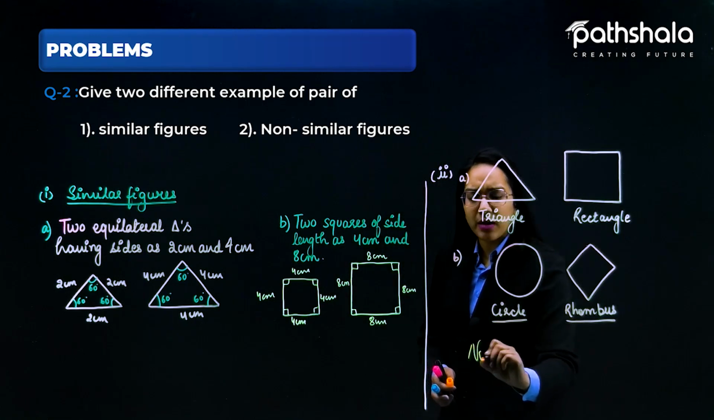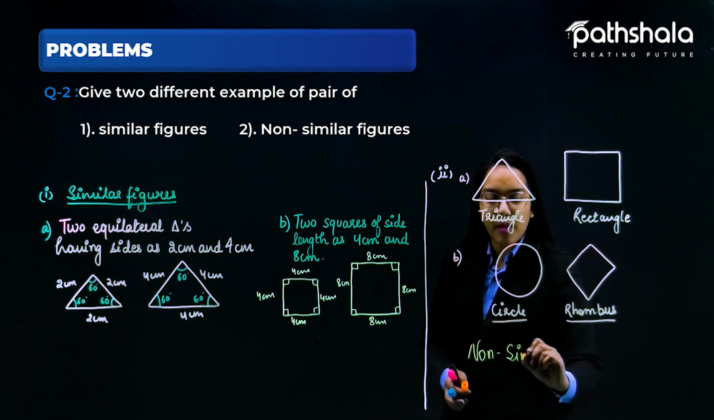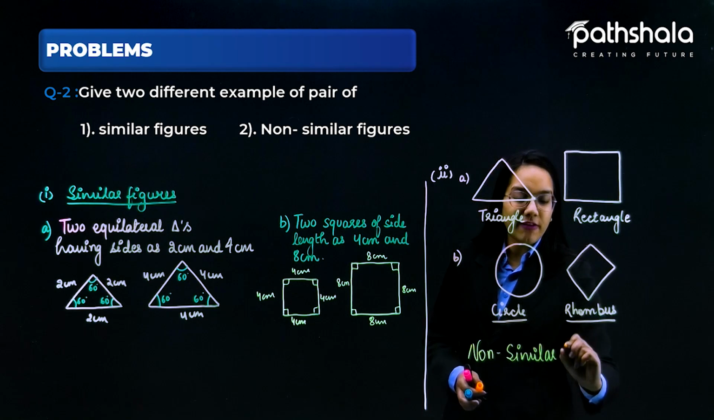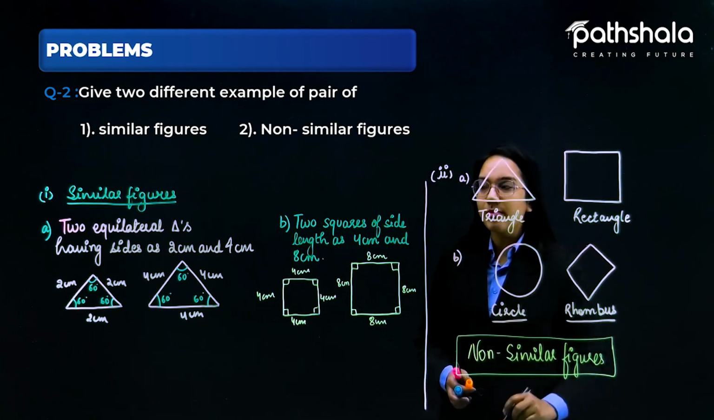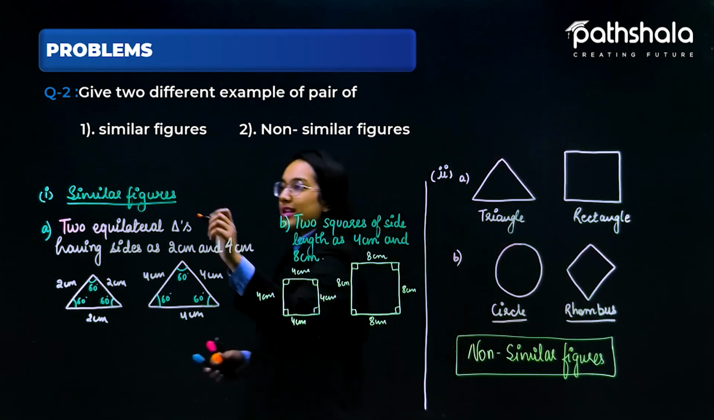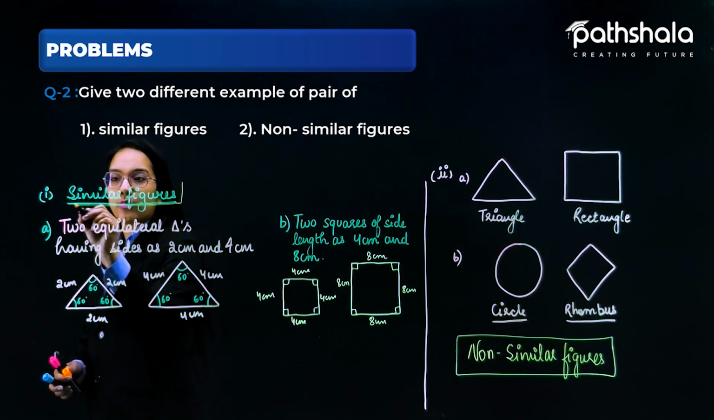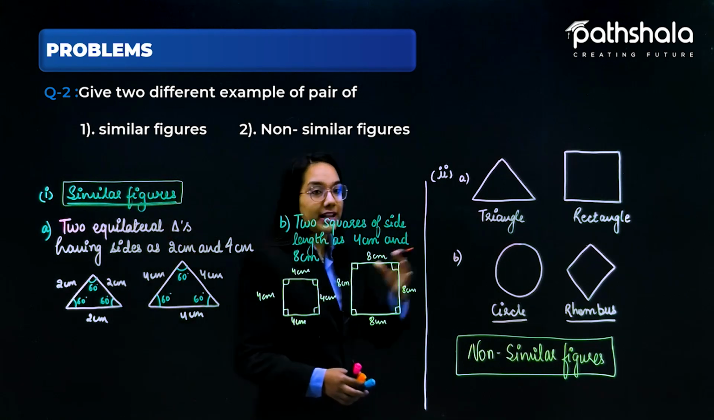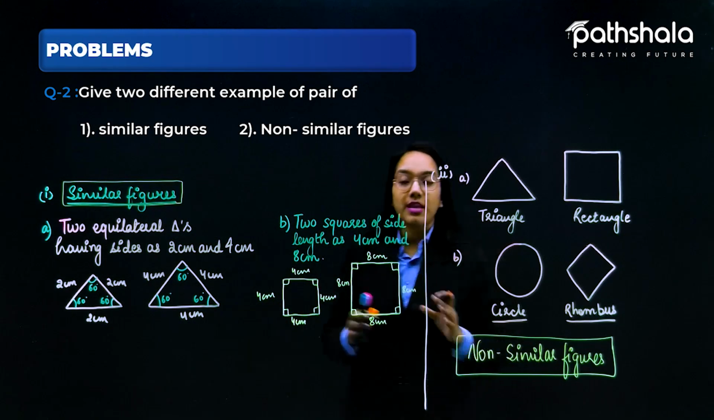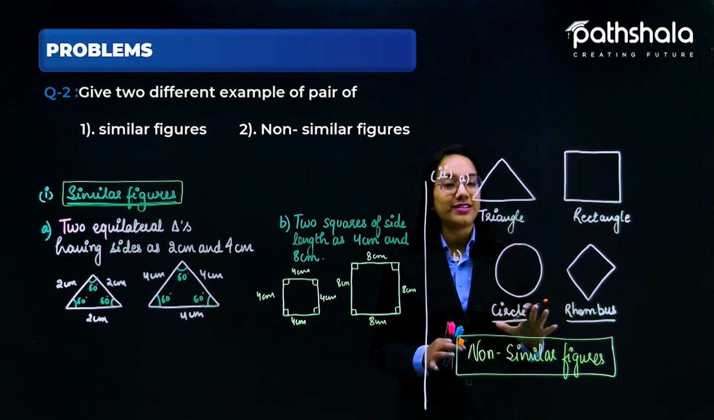In the same manner, you can give a lot of examples related to similar figures and non-similar figures. So these are the non-similar figure examples, and these are the similar figure examples. I hope the definition or the criteria by which we call figures similar or non-similar is all clear to you.